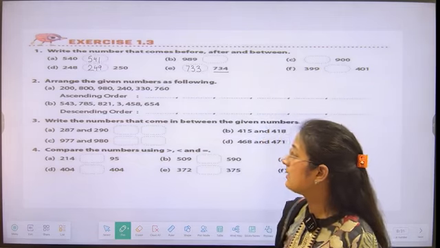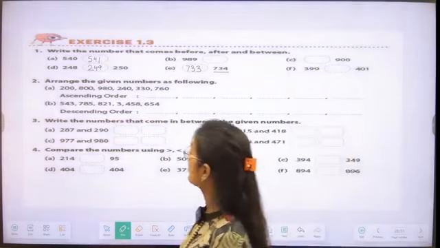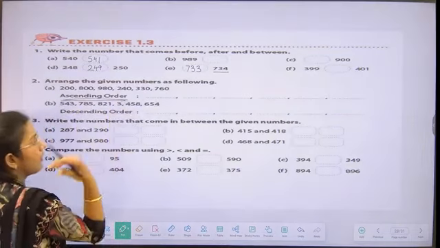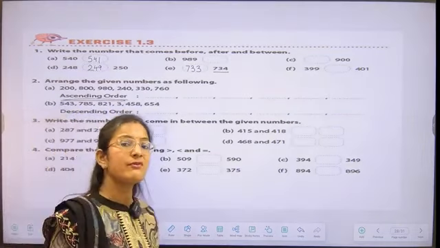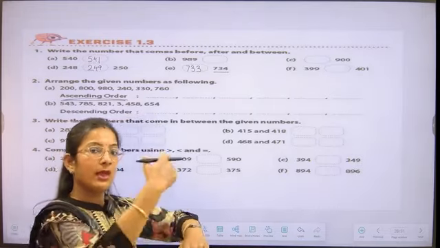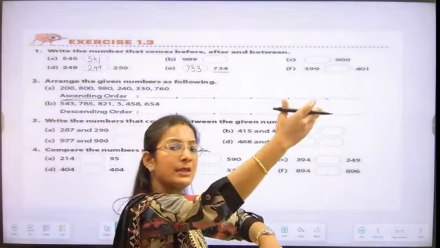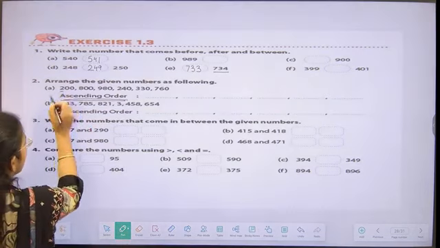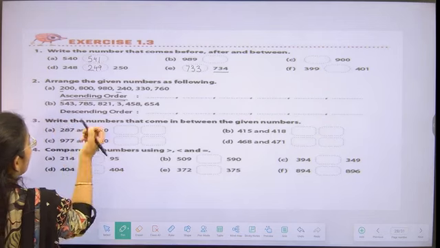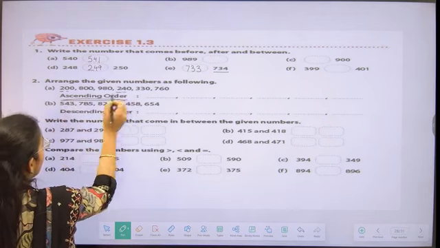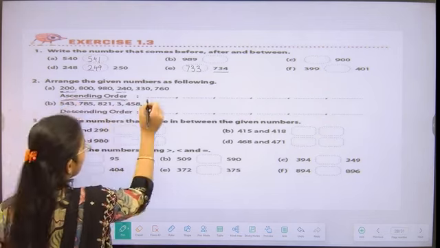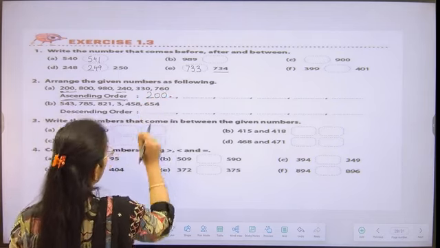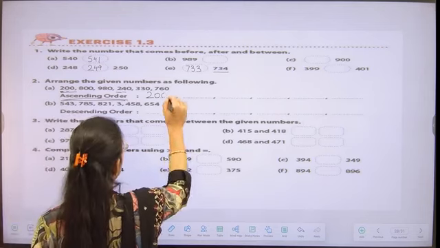Moving to the next one. What do we have to do? We have to arrange the given numbers in ascending order, students. For ascending order, what are we going to do? First, we write the smaller number, then bigger, and then the biggest one. Let's do it with me. As you can see, the 100s place value is 2 and 2. So we are going to check the tens place value, 0 and 4. So this is the smaller number. So first we are going to write 200, then a comma. The comma is already made for us, so we can erase it.